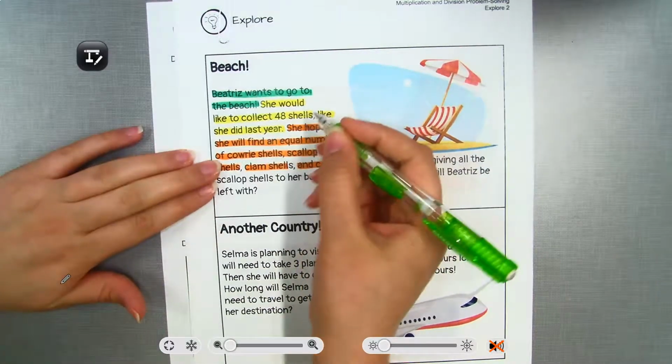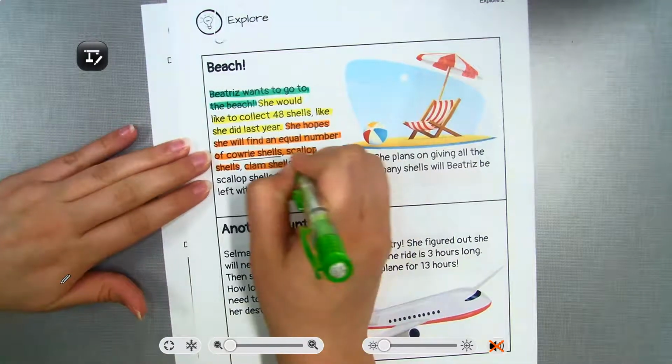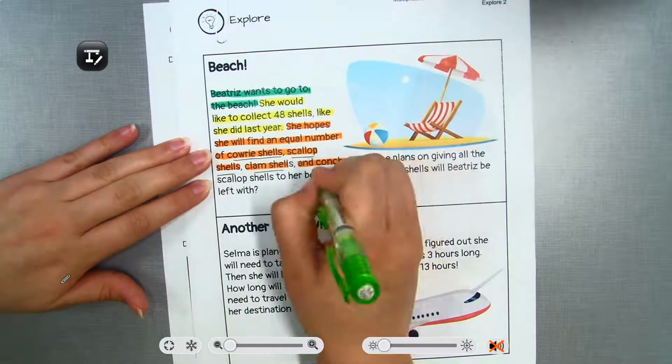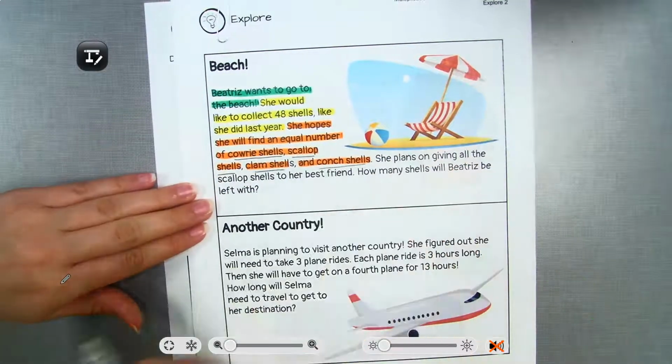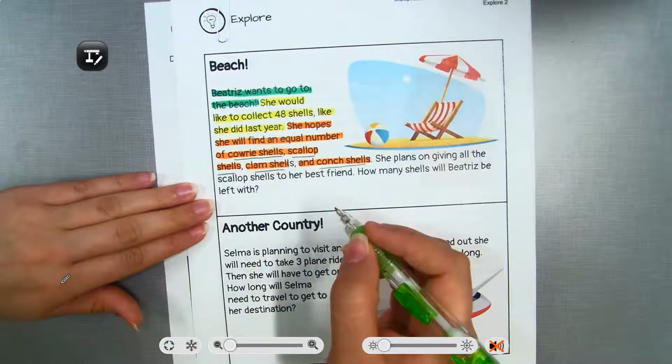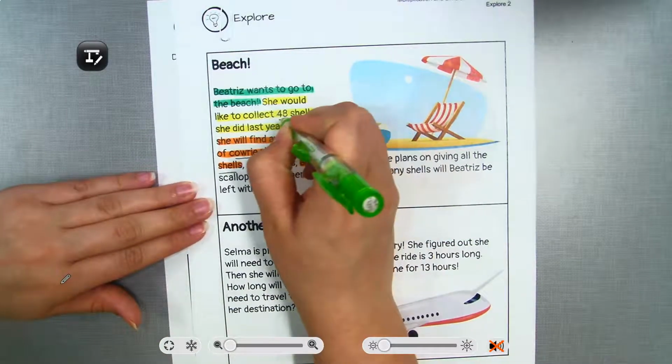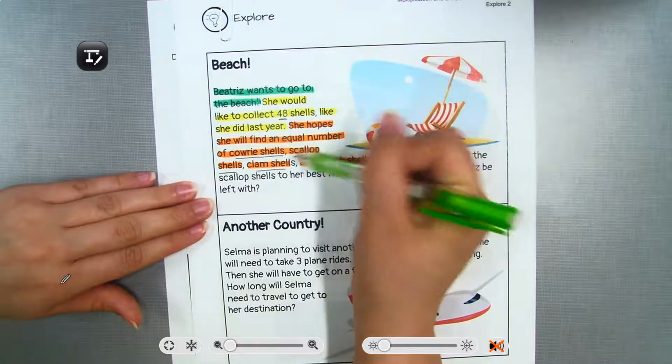So let's count how many shells. 1, 2, 3, 4. So she has 4 types of shells. And she wants to take this 48 and make sure that she gets an equal number of that.